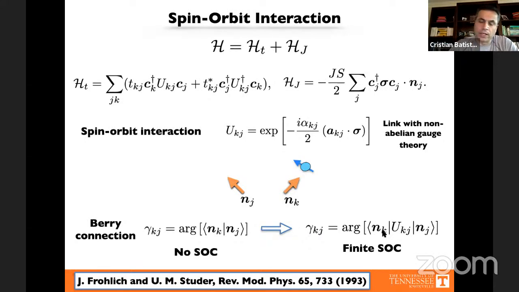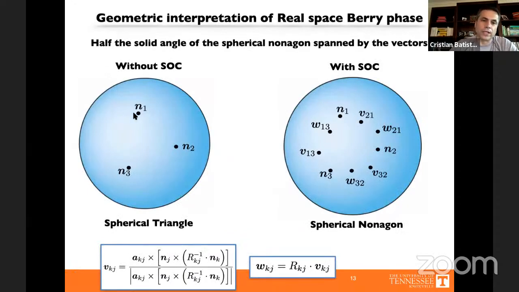Now, I told you before that, in the absence of spin-orbit coupling, the Berry phase has a geometric interpretation. It's simply the solid angle spanned by these three vectors, right? There is also a geometric answer in the presence of spin-orbit coupling. Now you have to introduce 9 vectors that include the 3 that I considered before, N1, N2, and N3, plus, for each bond, 2 additional vectors that are obtained from these 2 equations. They involve N1 and N2 in the case of this bond, and the SO3 rotation matrix associated with the SU2 one that you have in that bond, applied to this vector. So the bottom line is that all these vectors are defined by the 3 vectors N1, N2, and N3, and by the rotation matrices associated with the spin-orbit coupling.